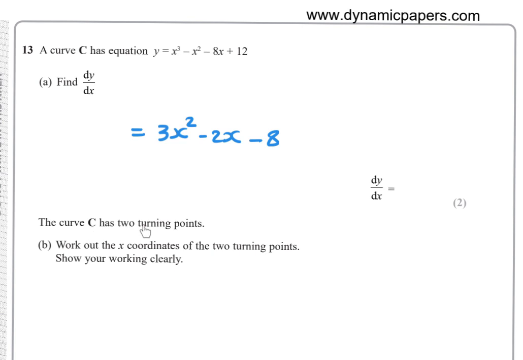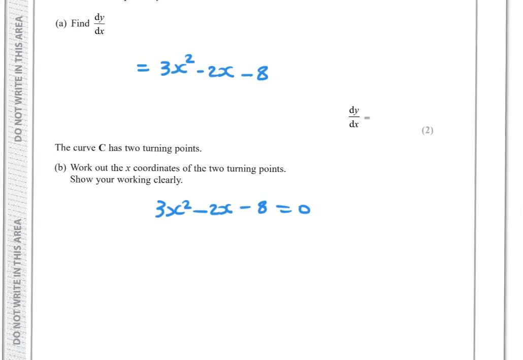The curve C has 2 turning points. Work out the x coordinates of the 2 turning points. To find the turning points, equate dy over dx to 0, so 3x squared minus 2x minus 8 equals 0. Now solve for x. You can factorize, or you can use a calculator, or you can use the formula. Now if you factorize, we have 2 brackets. 3x squared, so 3x times x. 8 we can consider 2 and 4, so 2 and 4.